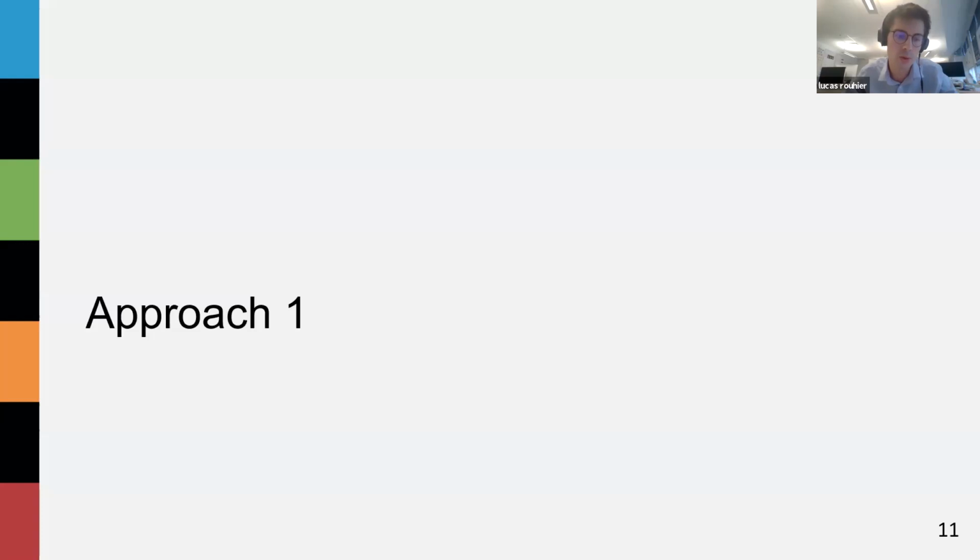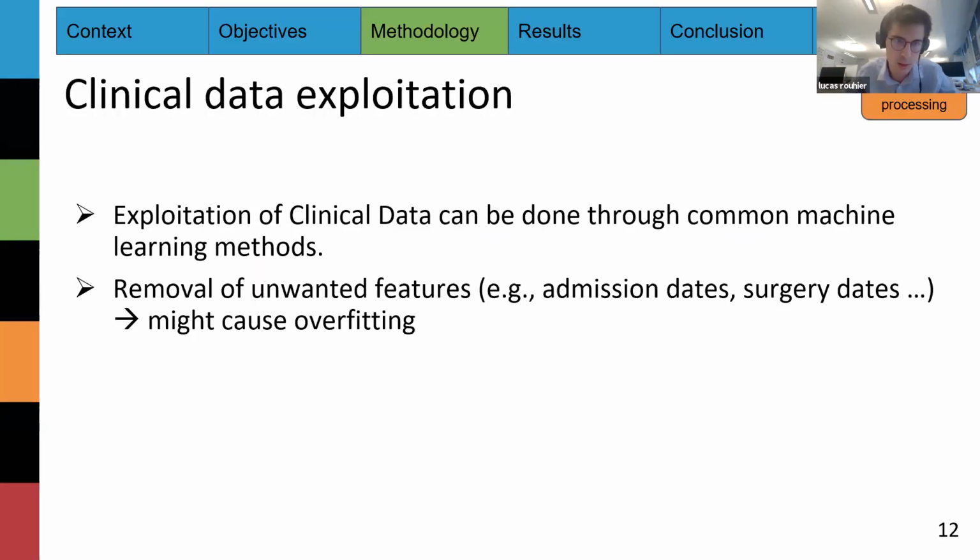So the first approach, which is an easier one, in fact, which is why we started with it, is to start by exploiting clinical data. It is a bit easier because the common machine learning methods are already implemented and mostly tested, and some literature already exists about this problem, which appeared during the first 6 months of my master's thesis. For pre-processing, we might want to remove unwanted features that might cause overfitting. The unwanted features would be, for example, admission date into the study and surgery date, because they are not supposed to be relevant to our problem.